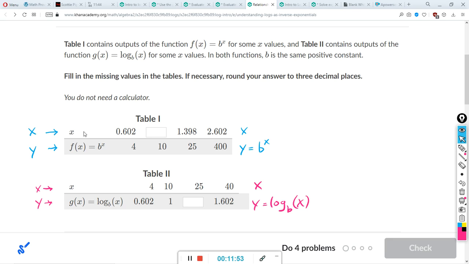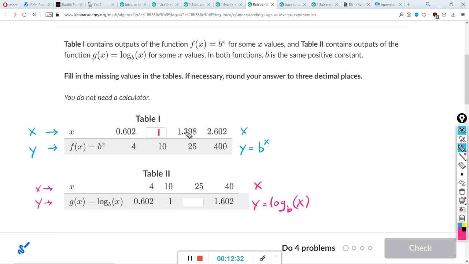So here they're saying whatever number b to the power of 0.602 equals 4. Alright, and then it's reversed on the bottom. If you take the log of 4, you get 0.602. Alright, see? This is x, this is y, and now it's reversed. This is y and this is x. So for the number 10, you just have to see what they used in table 2. For 10, it's just 1. Okay, so it matches from here to here.